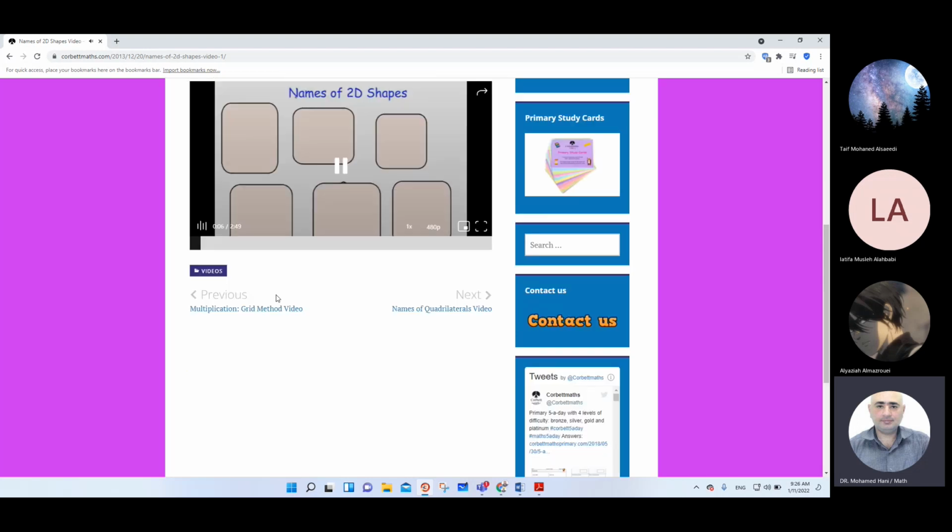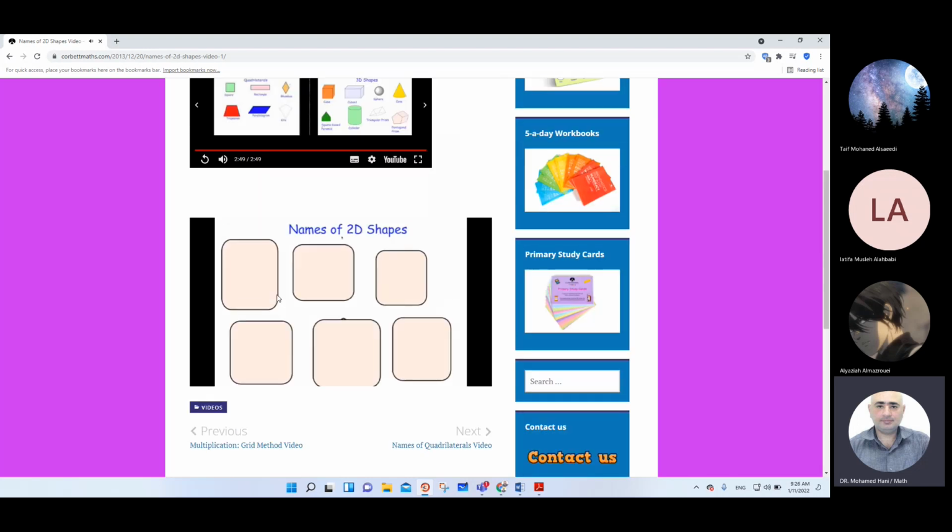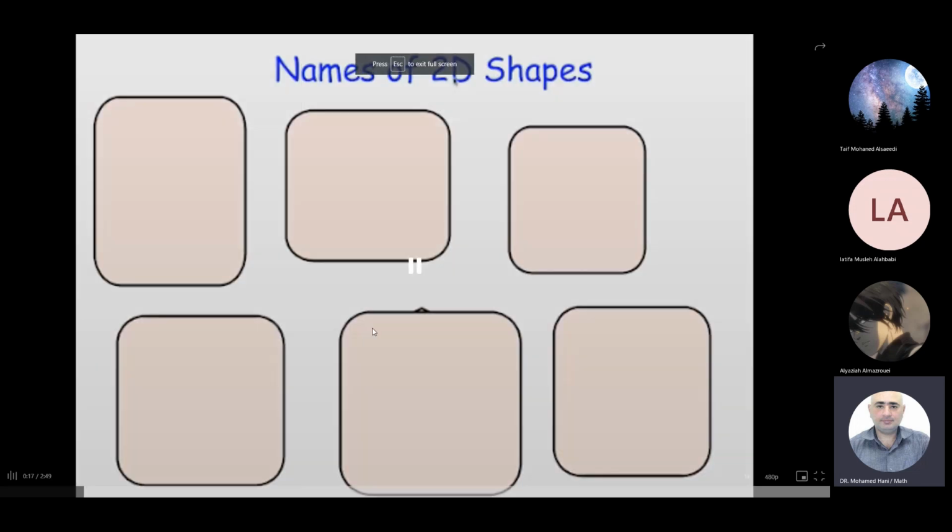In this video, we're going to look at the names of two-dimensional shapes. Now, there's lots of different types of two-dimensional shapes, so I'm going to start off talking about polygons. And polygons are two-dimensional shapes with straight sides, and then I'll talk about some of the other popular ones that you'll need to be able to name in maths exams.